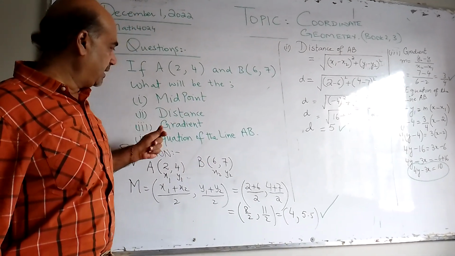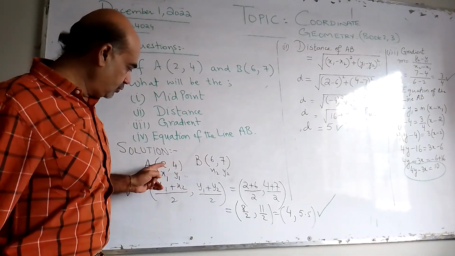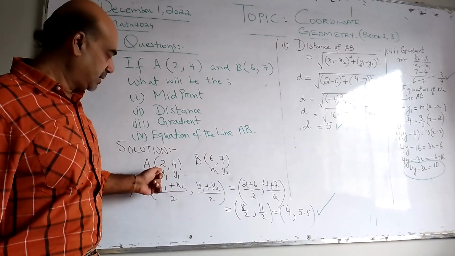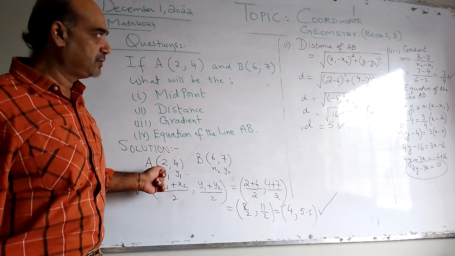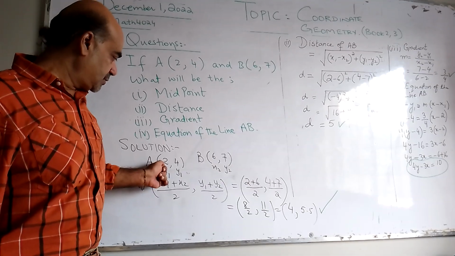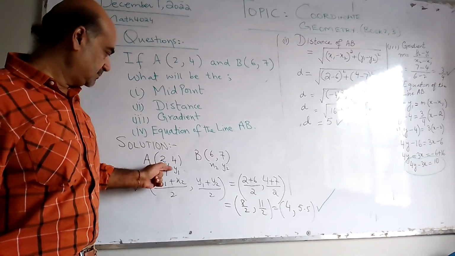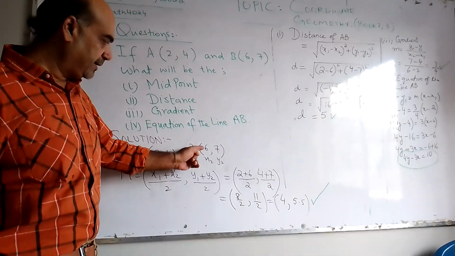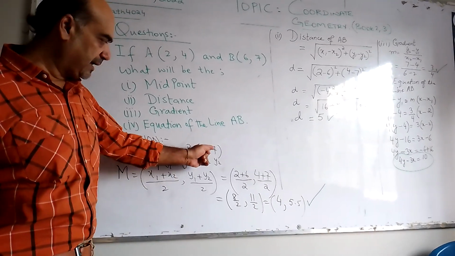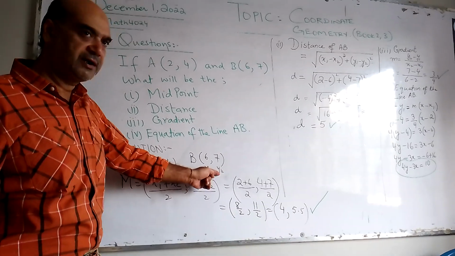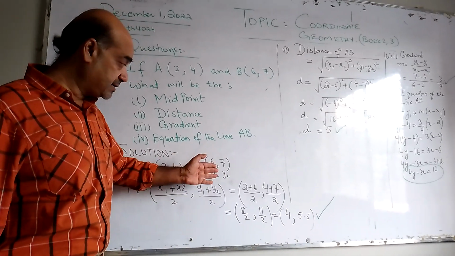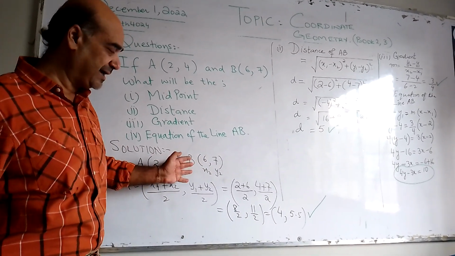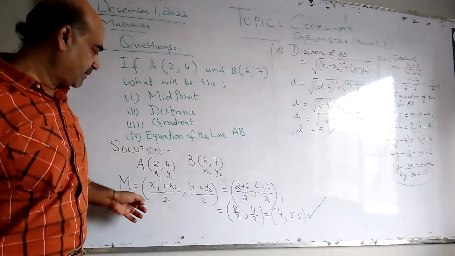The first thing I have to do is to name these coordinates because we have to substitute them in the formula. So 2 is x1, 4 is y1. If you go to coordinate B, 6 will be x2 and 7 will be y2. So these are the ordered pairs. It is in some order, right? The first is x and the second is y.